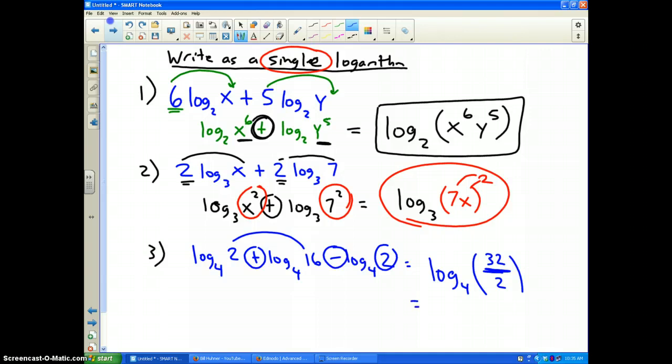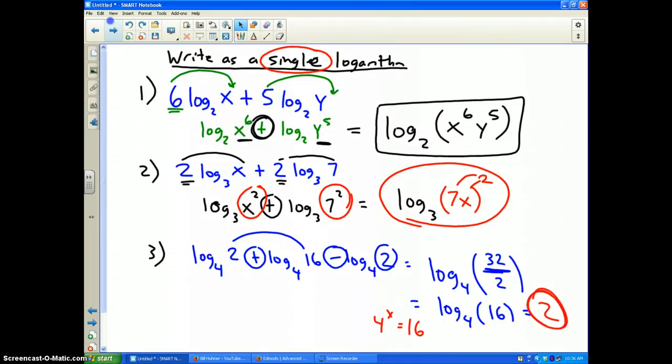Well, I've written it as a single log, but I can simplify it because there's no variables. So log base 4 of 32 divided by 2 becomes log base 4 of 16. And you can evaluate that because what it's asking you is 4 to what power is 16? And that answer is 2, which would be your final answer to that problem. And that's how you use your properties, people, of logarithms.